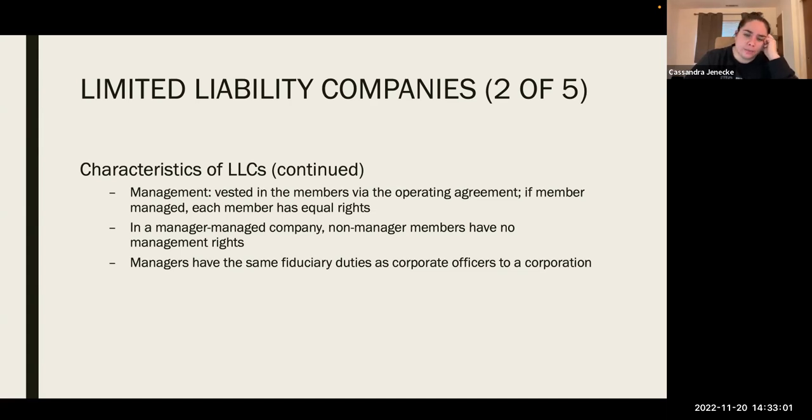Managers are going to have the same fiduciary duties as corporate officers do to a corporation, meaning that, because we'll talk about that when we get to corporations, a lot of that same stuff that we talked about in general partnerships, duty of good faith, you have to be putting the organization's best interest forward, like all of those things.